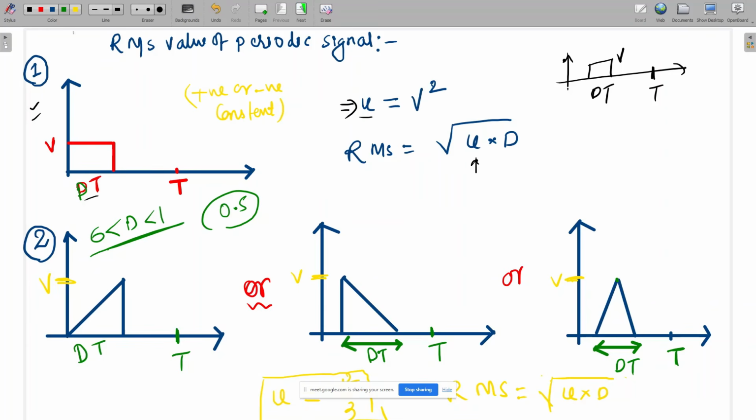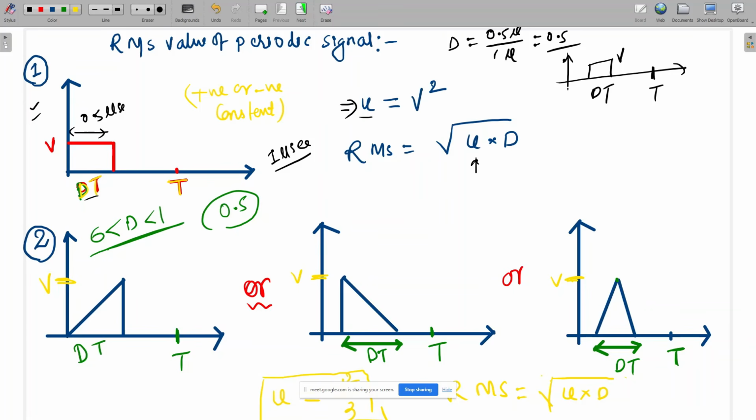Let's say T is equal to 1 microsecond. If the pulse is on for 0.5 microsecond, what will be the duty? Duty will be this divided by this. So duty is equal to 0.5 micro divided by 1 micro, which is 0.5. Duty means the duration for which the pulse is available. Is it clear to all?